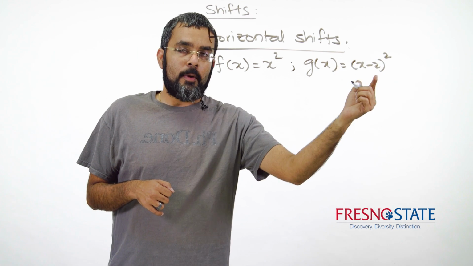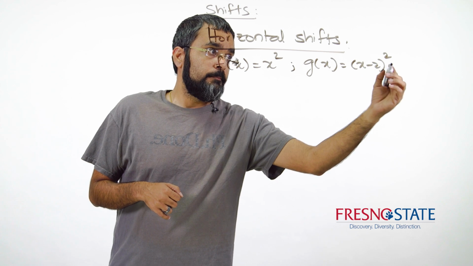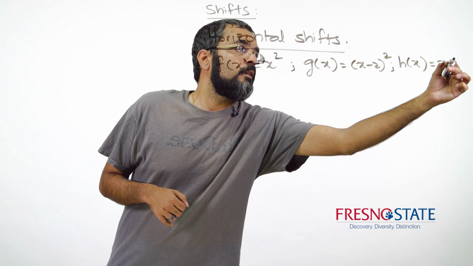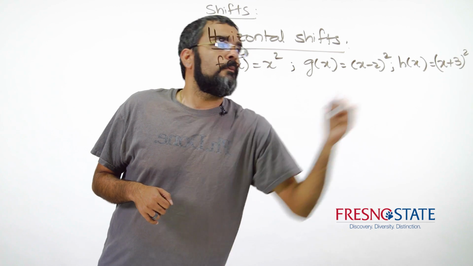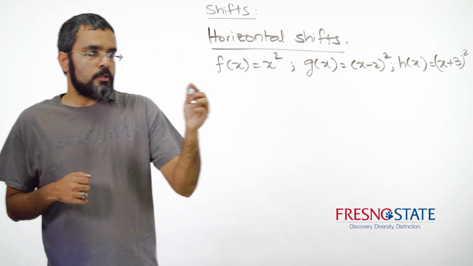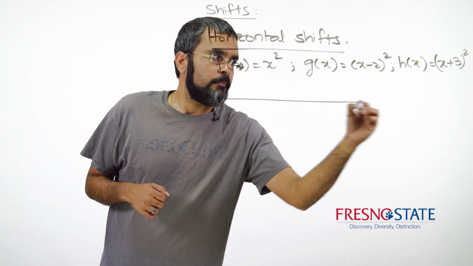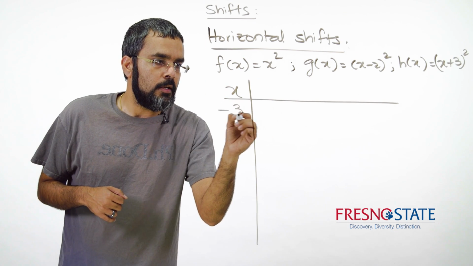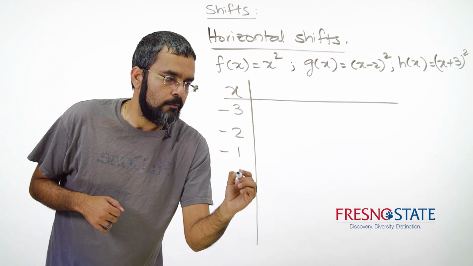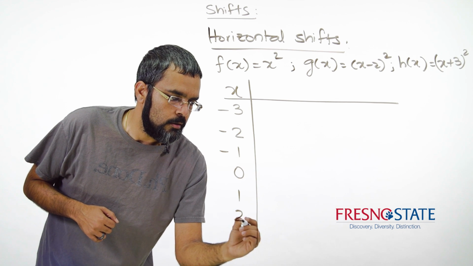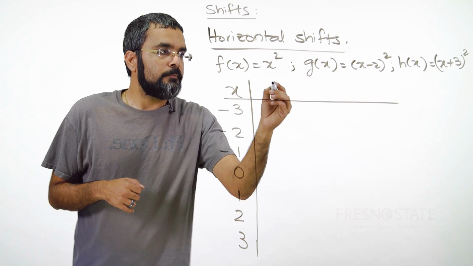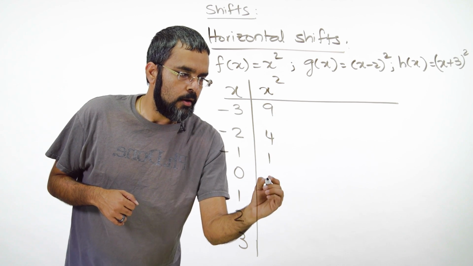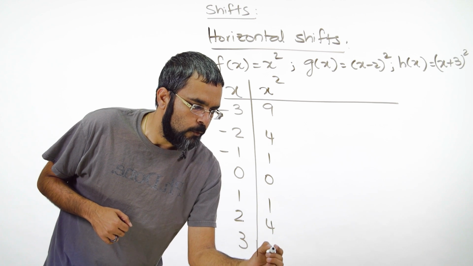Remember, it is not x squared minus 2, it's (x - 2) squared. And then h(x) is (x + 3) squared. Okay, so let's go ahead and make our table again. I have x, and I'm going to take points: -3, -2, -1, 0, 1, 2, and 3. I have x squared, which is going to be 9, 4, 1, 0, 1, 4, and 9.